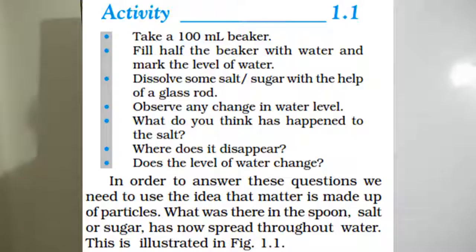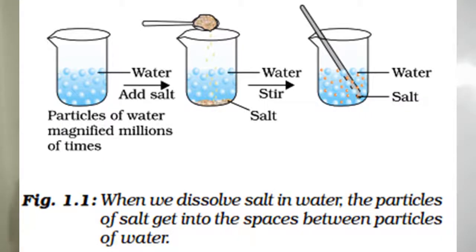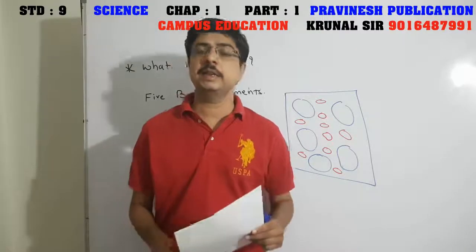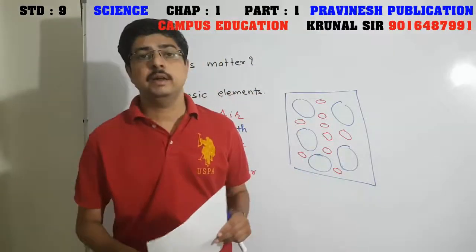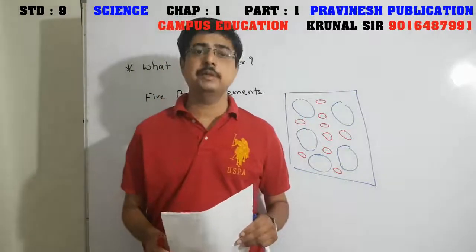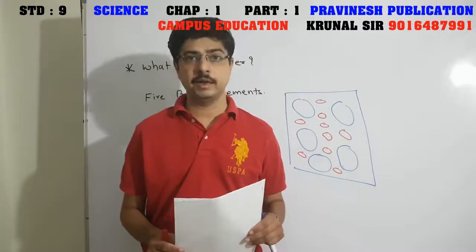Now, in order to answer these questions, we need to use the idea that matter is made up of particles. What was there in the spoon? Salt or sugar has now spread throughout the water. This is illustrated in figure 1.1. You can see figure 1.1. When we dissolve salt in water, the particles of salt get into the space between the particles of water. So by this activity we can say that matter is particulate, that means matter is made up of particles.